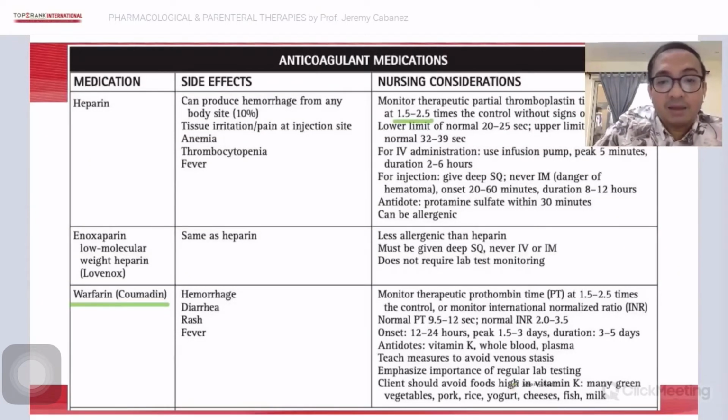Ang nakalagay dyan, the food that is high in vitamin K. Ano ba usually yung mga pagkain na high sa vitamin K? Usually, ang isasagot mo, lahat ng kasama sa green leafy vegetables. Ang sabi po ng libro natin, lahat ng green leafy vegetables. Ano pa ang merong rich sa vitamin K? Kasama din ang pork, rice, yogurt, cheeses, fish, and milk. So those are the foods that could be fortified and with contents of vitamin K. Pero ang usually sagot mo talaga dyan, mga green leafy vegetables.